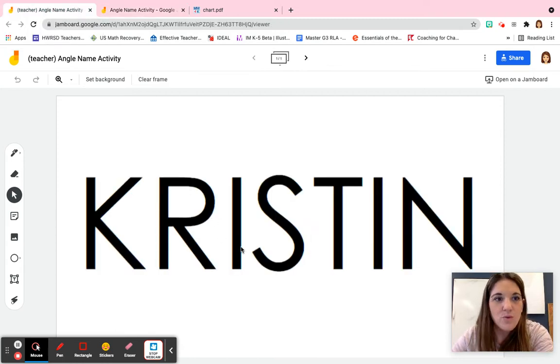Now, this is how this activity works. I'm looking at the letters of my first name here, and I see tons of angles going on, right? So what I want to be doing is looking for which types of angles I notice. First thing, I'm just going to start with the letter K.